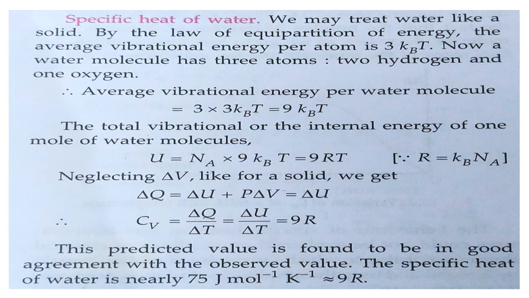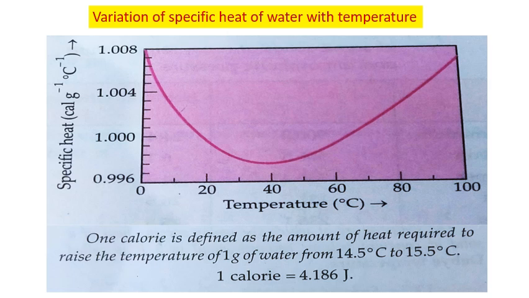And this predicted value is found to be in good agreement with the observed value. So the specific heat of water is nearly 75 joule per mole per Kelvin, or you can say 9R. This graph shows the variation of specific heat of water with temperature. We have already discussed this graph in the earlier unit and defined 1 calorie as the amount of heat required to raise the temperature of 1 gram of water from 14.5 degrees Celsius to 15.5 degrees Celsius.